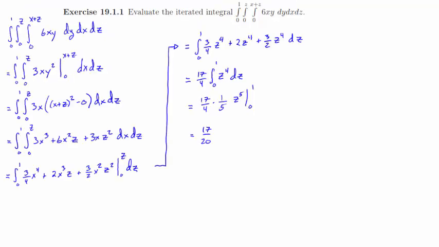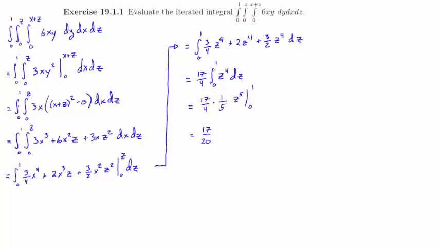And we're back. Okay, so I just went ahead and copied down the original problem. We have the integral from 0 to 1 of the integral from 0 to z of the integral from 0 to x plus z of 6xy dy dx dz. So we take the antiderivative with respect to y first, and we get that this equals the integral from 0 to 1 of the integral from 0 to z of 3xy squared, evaluated from 0 to x plus z, dx dz. We plug in the x plus z for y, because these were y values.